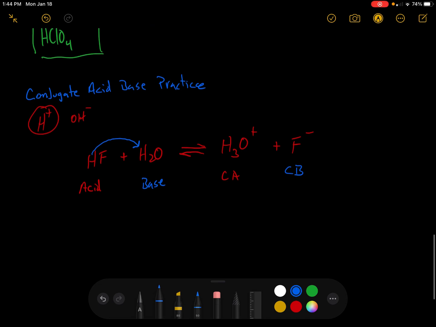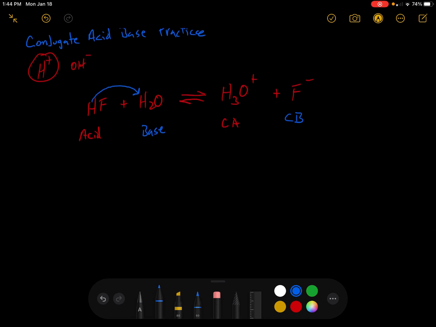So what you're looking for here, and it's pretty simple, is your hydrogen ion. Anytime you want to write a conjugate acid or a conjugate base from a specific substance, what you're going to do is add or take away your hydrogen, and then adjust your charge.